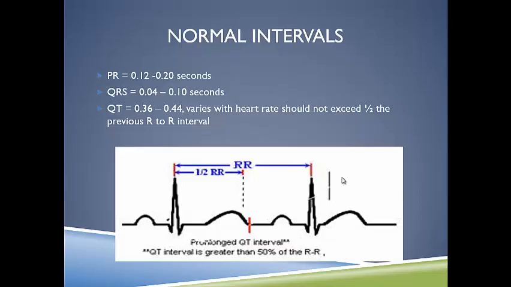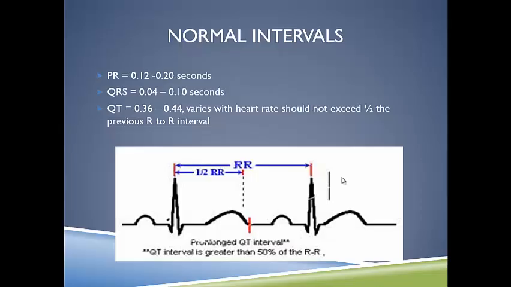You're saying, oh my gosh, I'm so lost. What is the R to R interval? Well, on this picture, it depicts it. The R is the top of the QRS complex, and you just measure how many blocks are from one complex to another. Then you measure your QT interval, and that QT interval should not be more than half of that R to R interval. If it is, it's a prolonged QT.